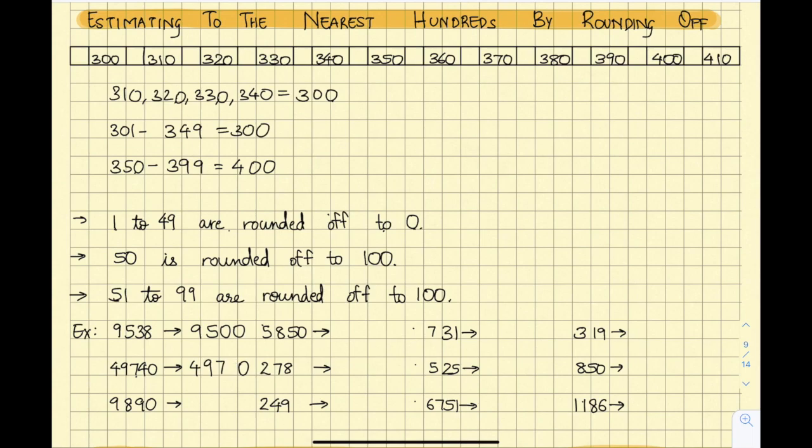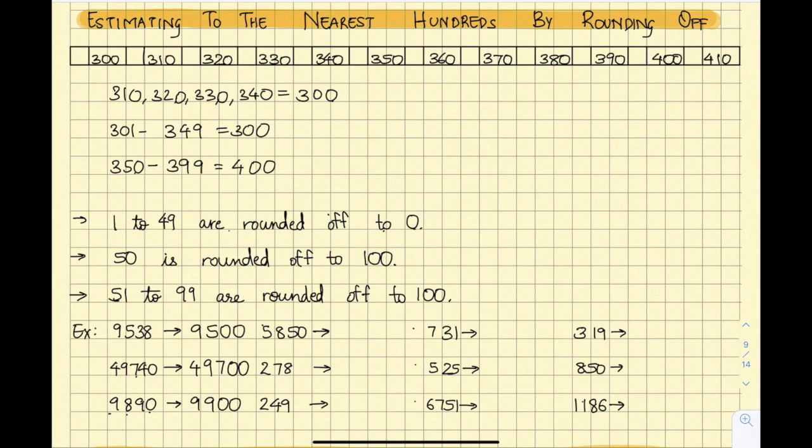Then the next number they have given is 9,890. If you look at this 90, you will see it falls into the category of 51 to 99. So it is rounded off to the next hundreds. The hundreds here is 9,800, and the next 100 after 9,800 will be 9,900.